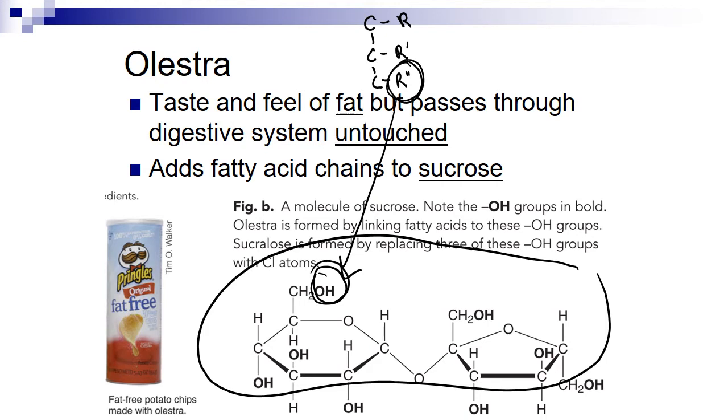And when it gets into our body, our body is like, oh no, I don't know what to do. Remember, to break down a carbohydrate, we have to have an enzyme. Well, there's no enzyme in our body to break down this carb with these big, long fatty acid chains on it. So it'll just keep going through our system and it's not absorbed by our system.